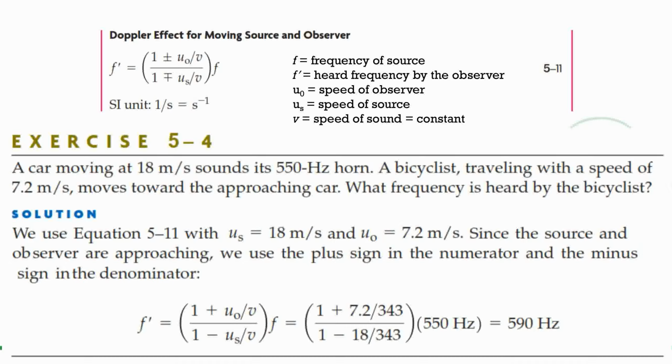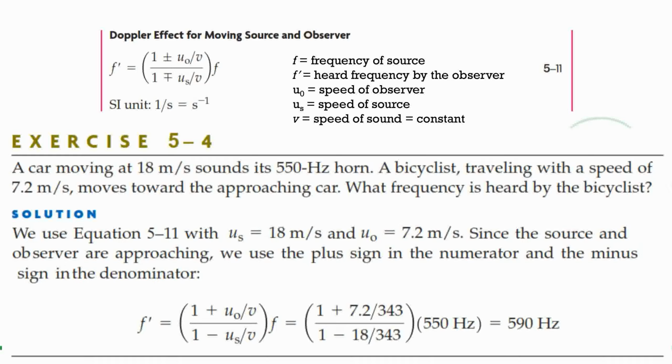Right. When things get closer, the pitch gets higher. Like a race car zooming up. Exactly. So to get a higher frequency f prime, we need to make that fraction bigger. To make a fraction bigger, you make the numerator larger, or the denominator smaller. Boom! That's why in the solution, you see them use the plus sign on top for the observer, and the minus sign on the bottom for the source.